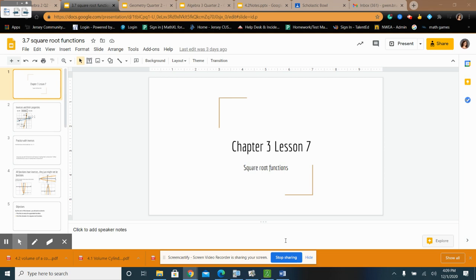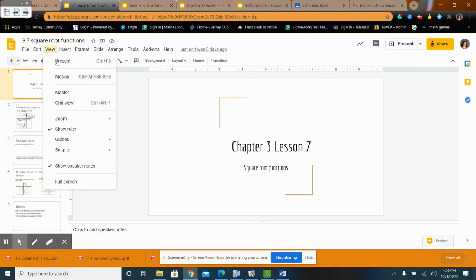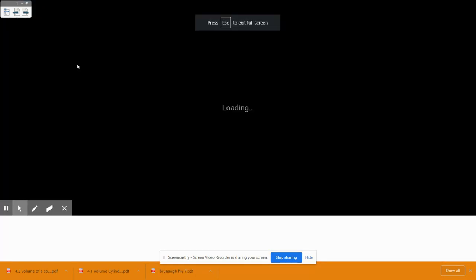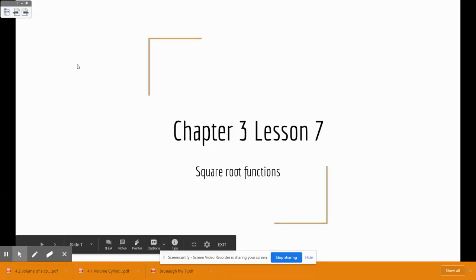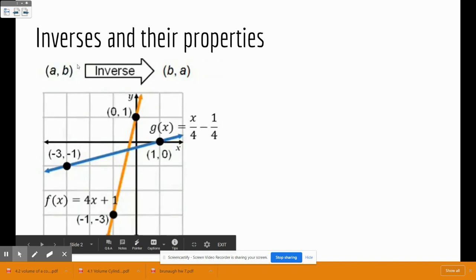Okay, let's try to look through this last section on square root functions. You might think, why are we talking about square root functions when we've been talking about quadratics all this time, all the squaring functions? Well, that is because the square root function is the inverse of the quadratic, and that's what we're going to be talking about and remembering today.